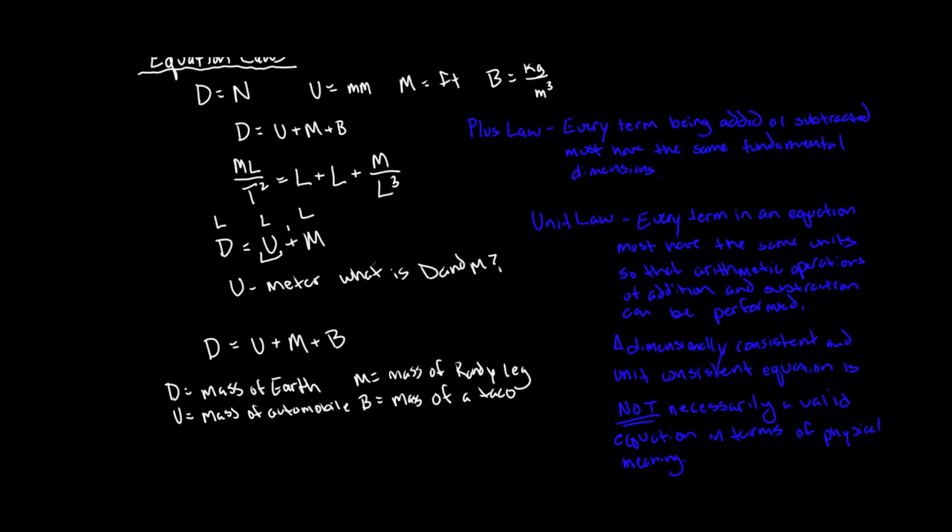Now, this is all mass. This is all mass, okay? So this is not only dimensionally consistent, and unit consistent if these were all, let's say, all in kilograms, right? All of these are in the form of kilograms. This is not only dimensionally consistent, now it's unit consistent. Now we've got the same units all the way across the board.